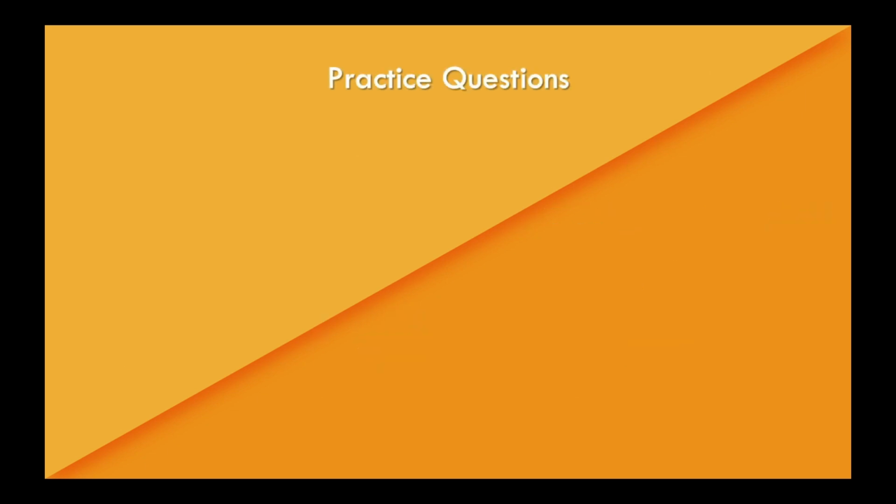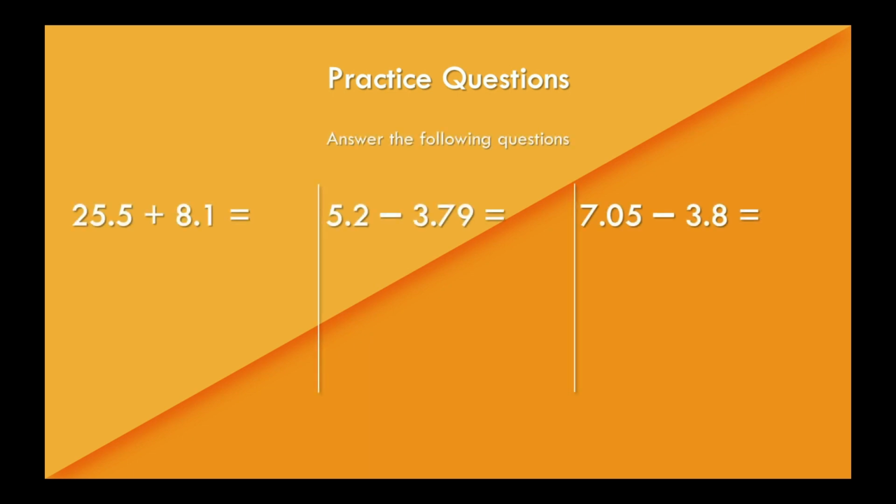Alright, so let's do a final set of example questions to close the video off. Take a moment and continue when you're ready. So for the first one, we see that all goes well in the addition. We add 5 and 8, giving us 13. So we carry the 1 as normal and add it to the 2 to give us the final answer of 33.6. The second one is alright.